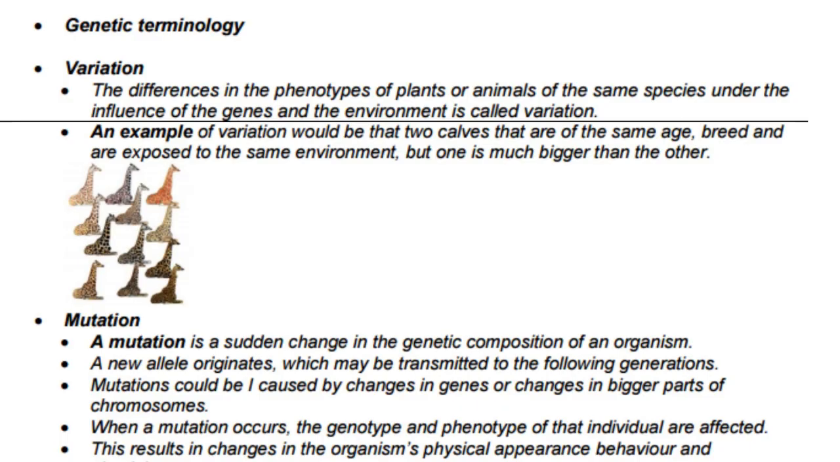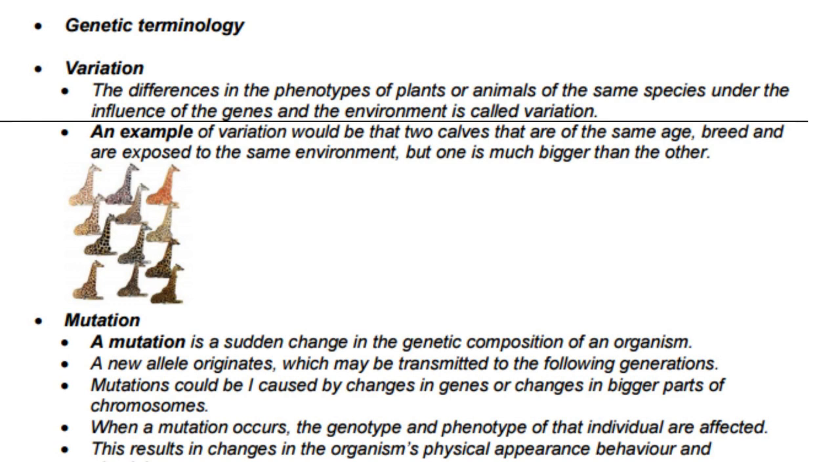Genetic terminology. Variation. The differences in the phenotypes of plants or animals of the same species under the influence of the genes and the environment is called variation. An example of variation would be that two calves that are of the same age, breed and are exposed to the same environment, but one is much bigger than the other.